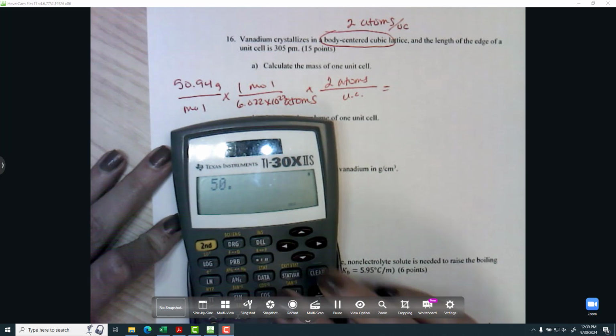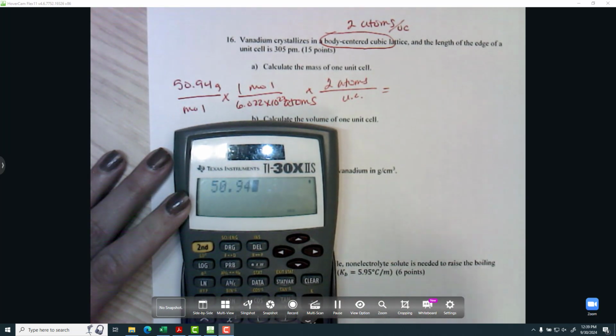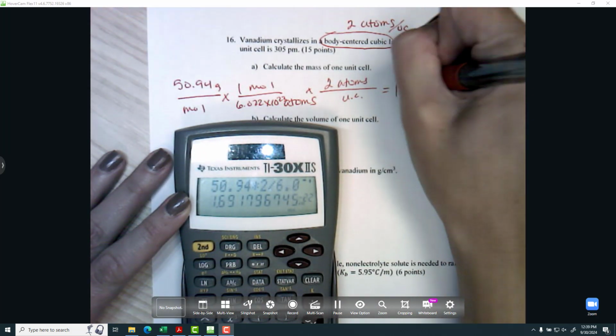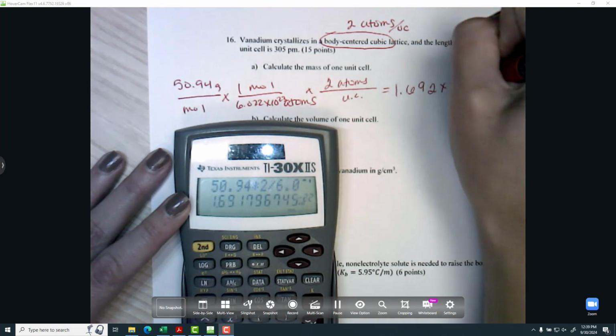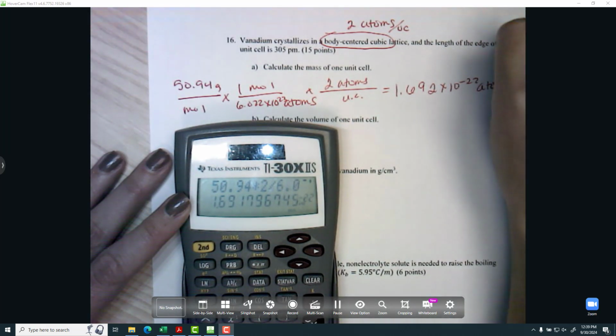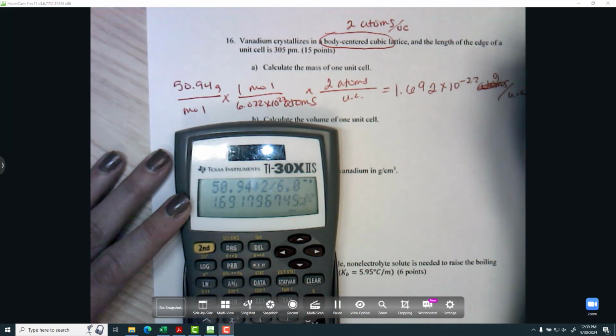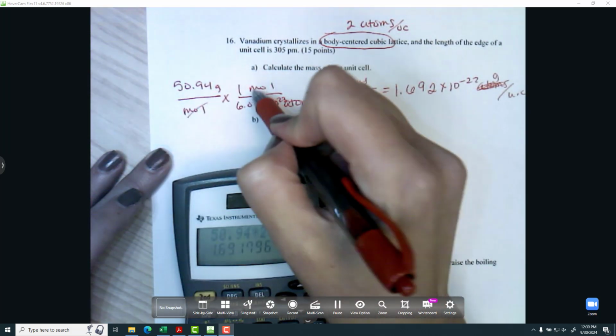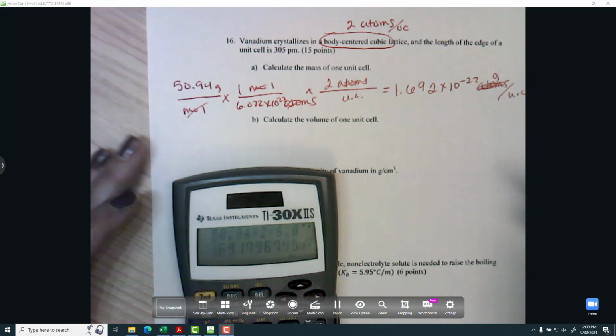So 50.94, I'm just going to multiply across, so multiply by 2, and then divide by everything in the denominator. And then that would be grams per unit cell, because my moles are canceled and my atoms are canceled.